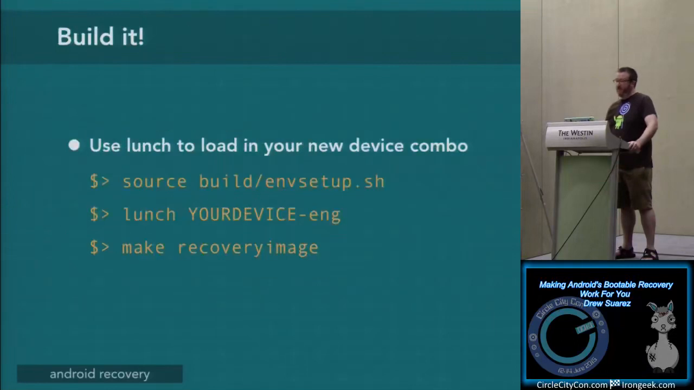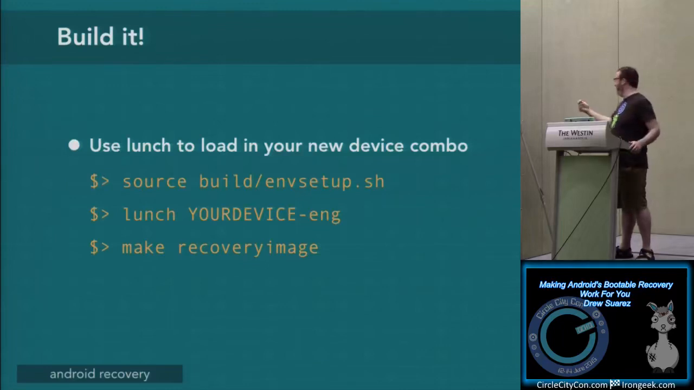So now we're going to build it. We use lunch because we have this whole hilarious combo idea. You're going to load some environment variables here. You're going to call lunch on your combo config, and then you can call make. There's lots of make targets. I would say just read the makefiles if you're interested in other things.